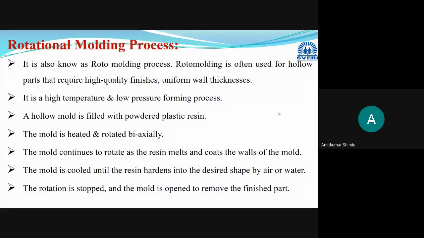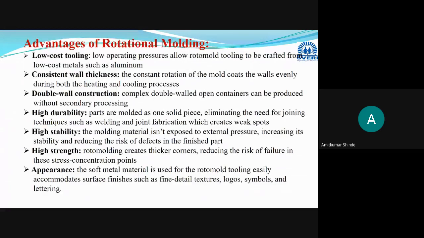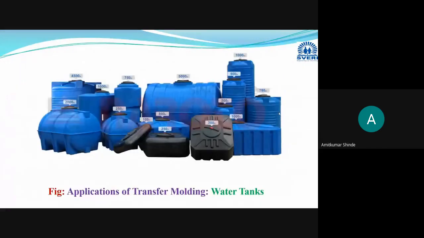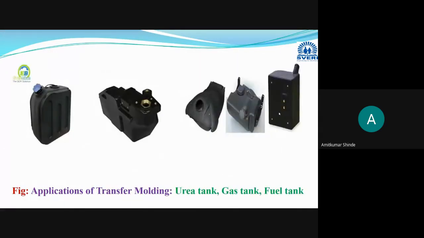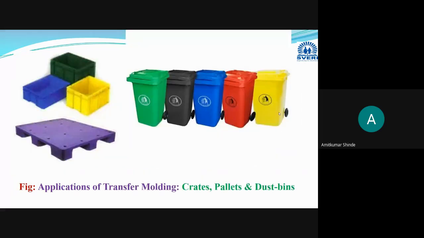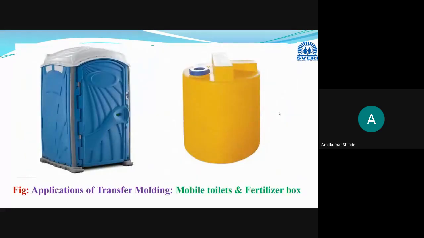Then the rotational molding process. We learned the stages involved in manufacturing a product using this process, also known as the rotomolding process. Then its advantages, disadvantages, and some applications like water tanks, utility boxes, different tanks, road barriers, pallets, dustbins, kayaks and boats, then fertilizer box, mobile toilets, etc.